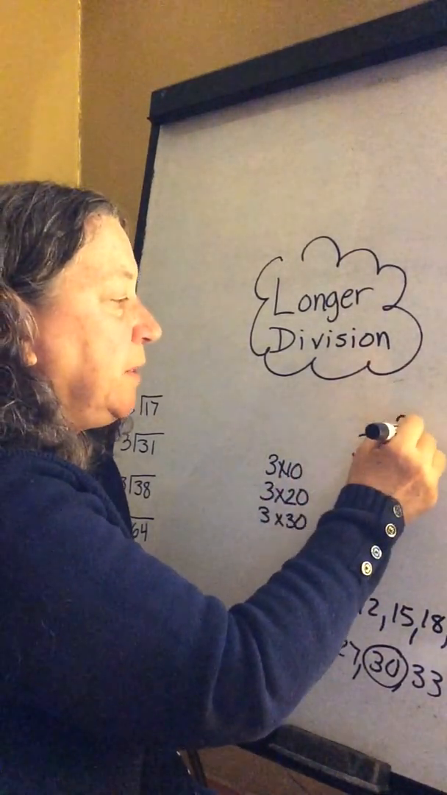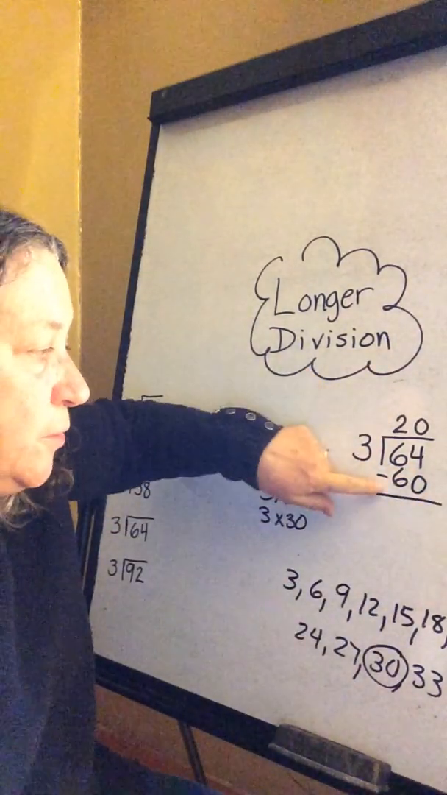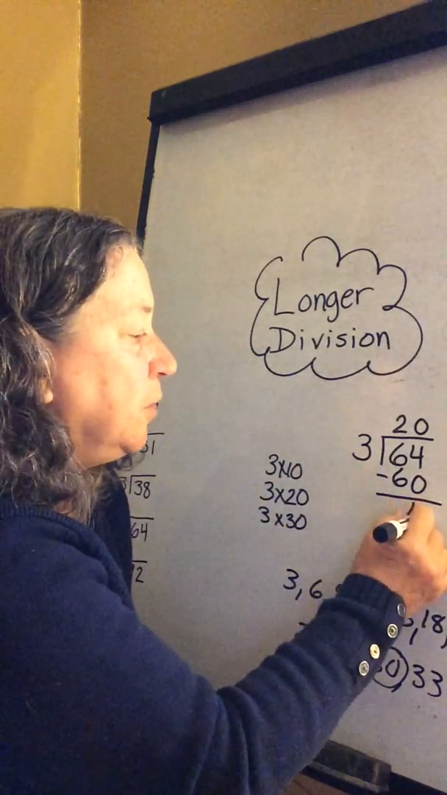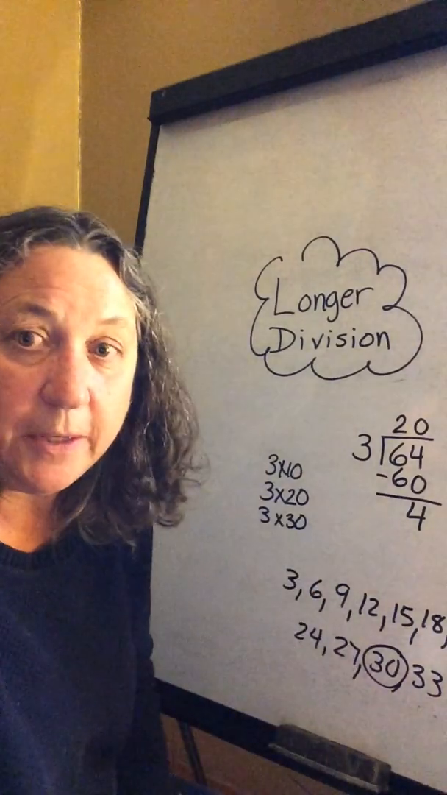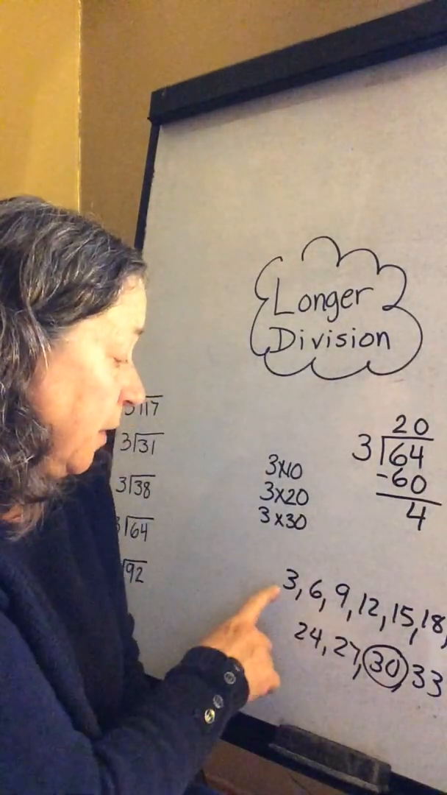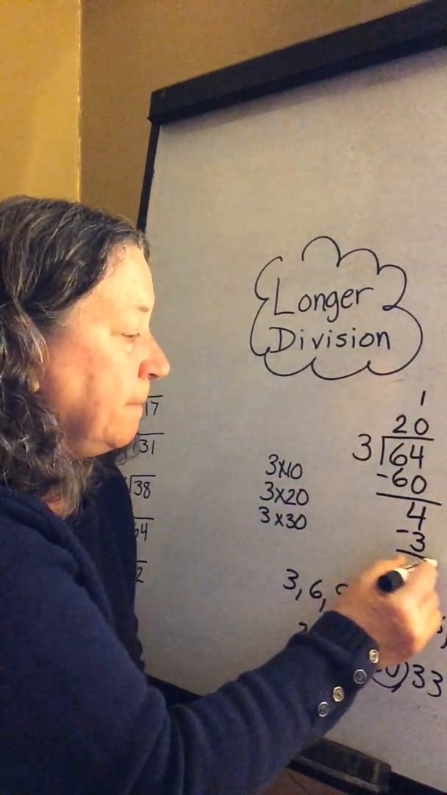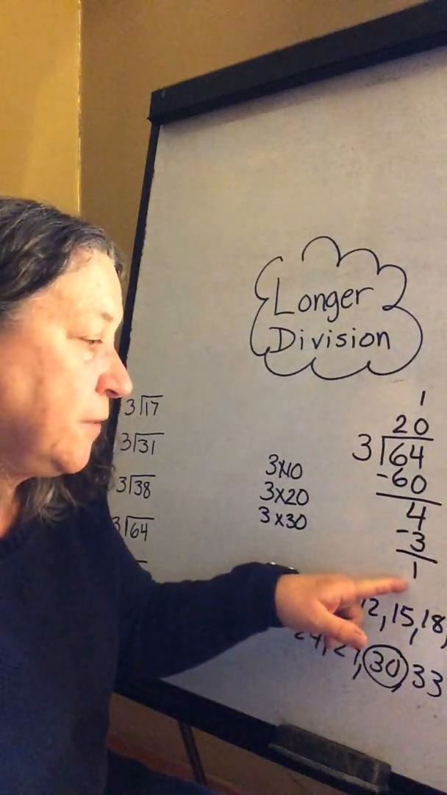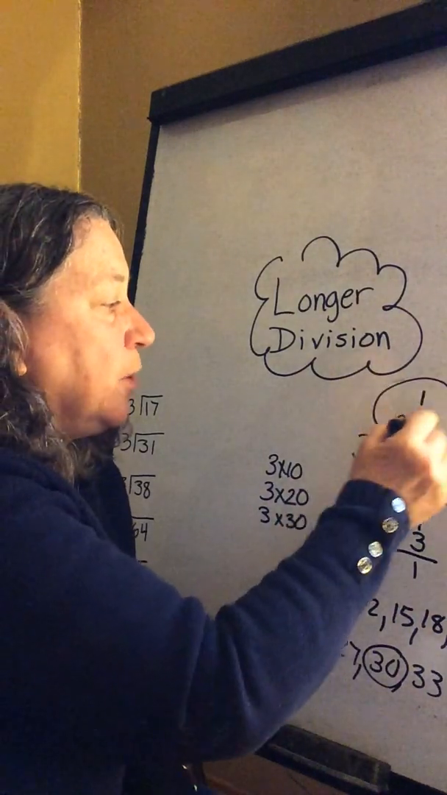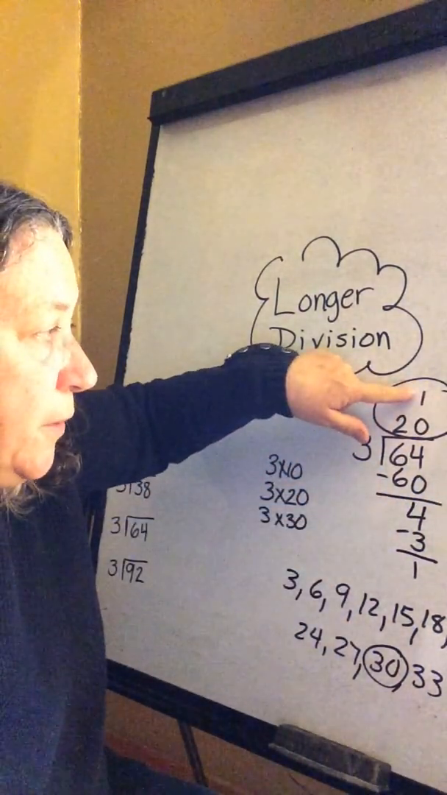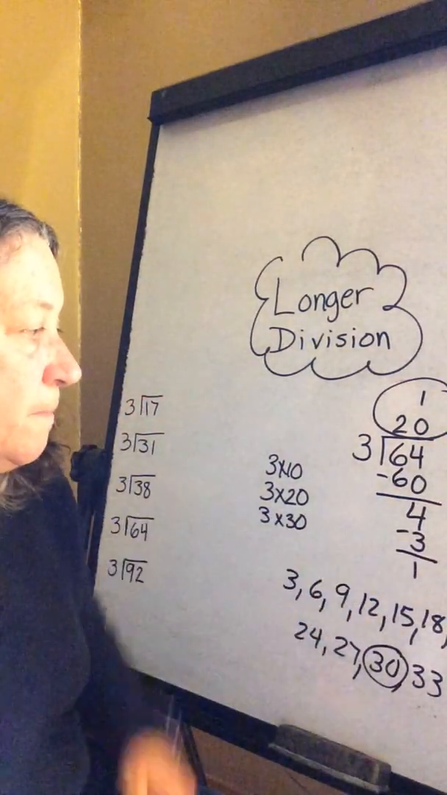3 times 20 is 60. So each kid's getting $20, and that's using up 60. And there are 4 left. So if there are 3 kids and there are $4, can I give each one some more money? Yep, I can give each one $1 more. 3 times 1 is 3. So now there's $1 left. We can't share that evenly with 3 friends if it's a dollar bill. Each friend got $20, then they got $1, so they got $21, and there was $1 left over.